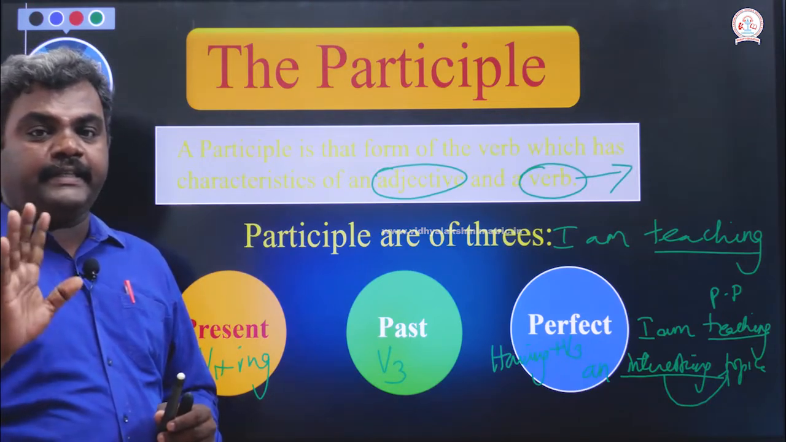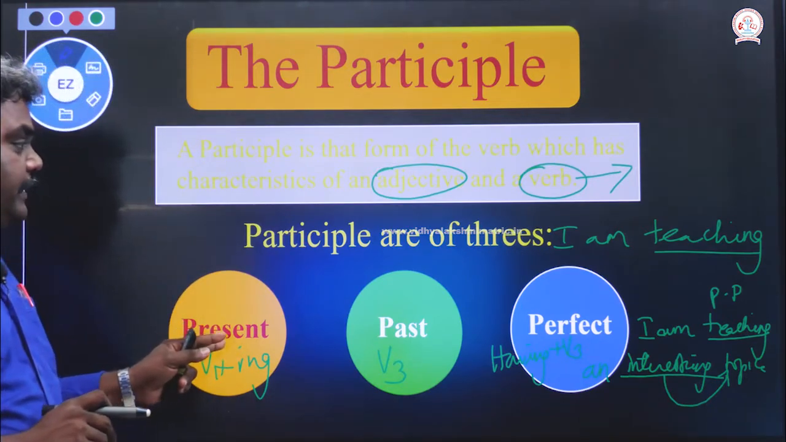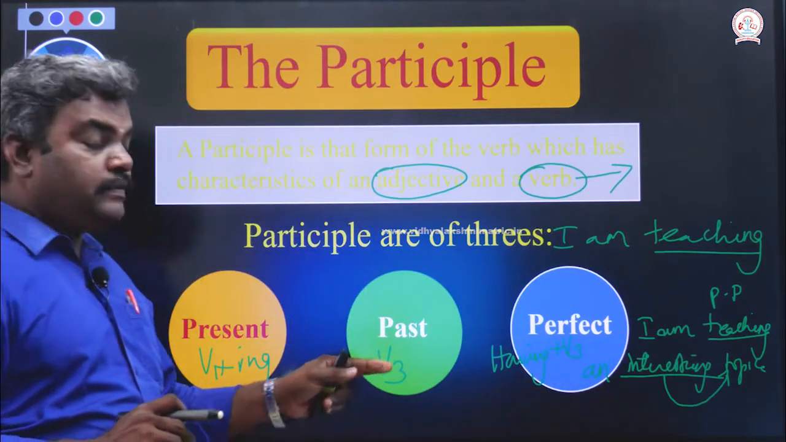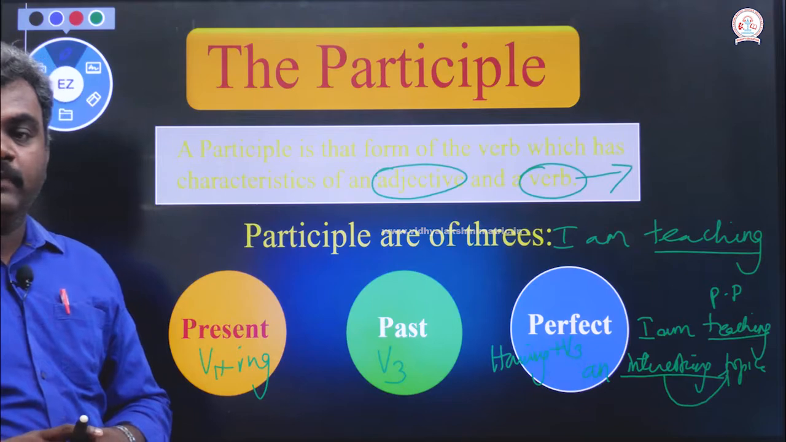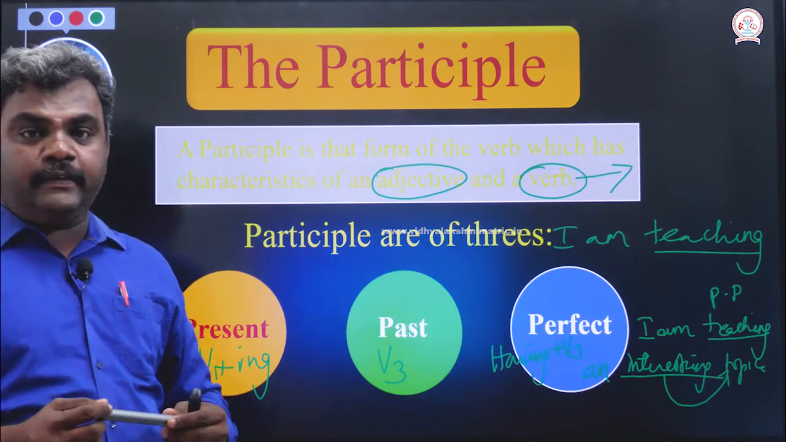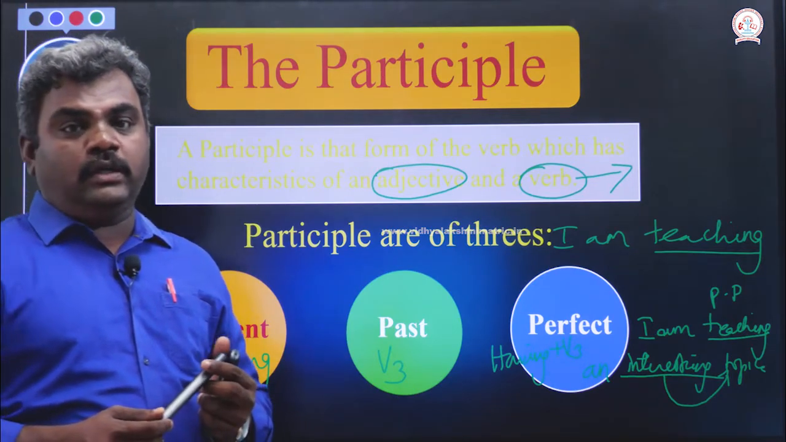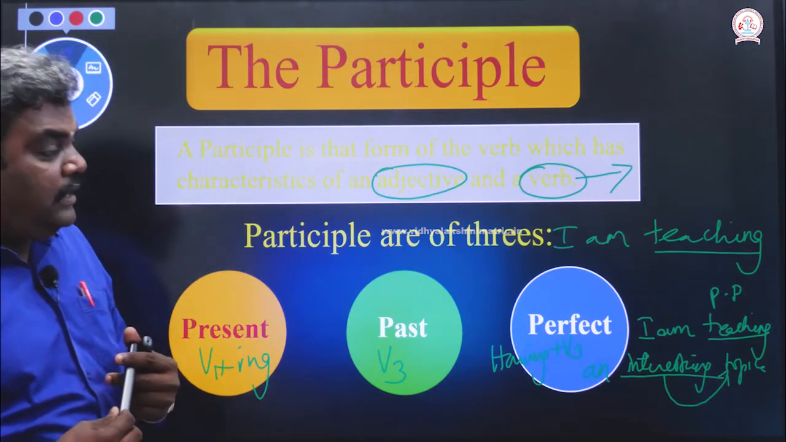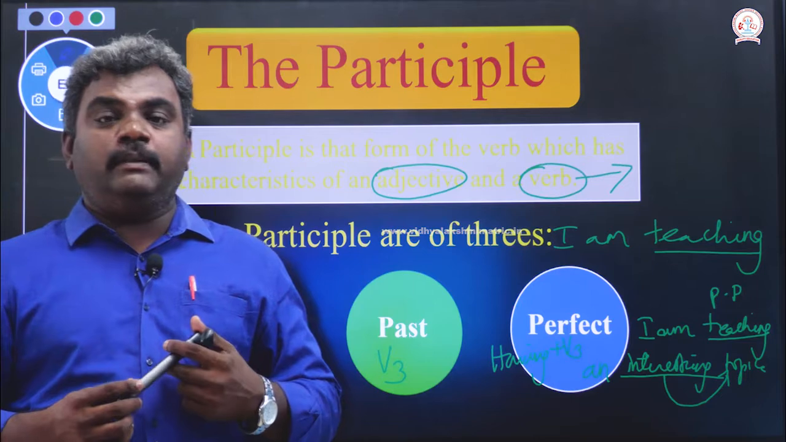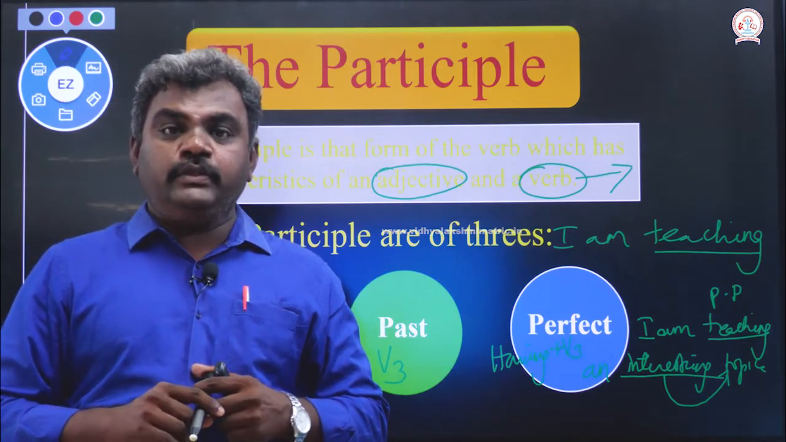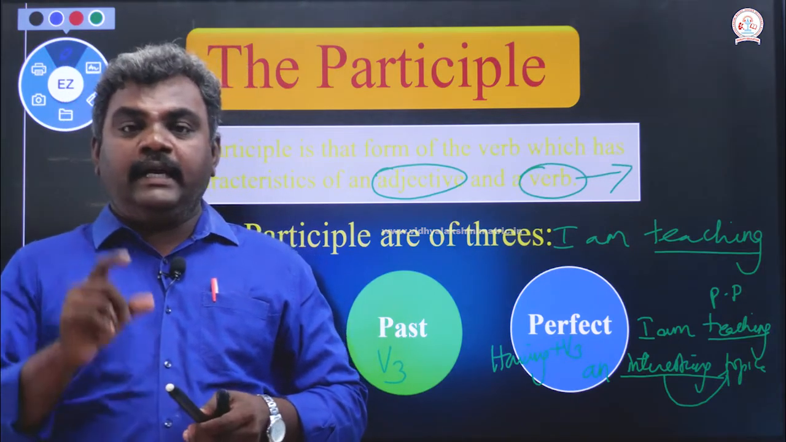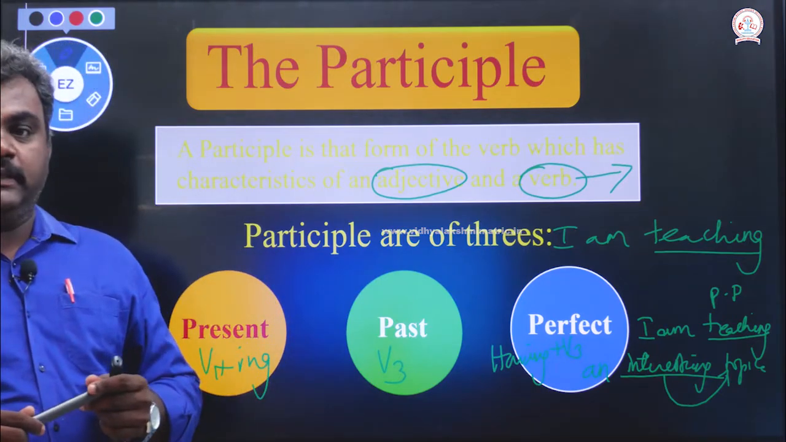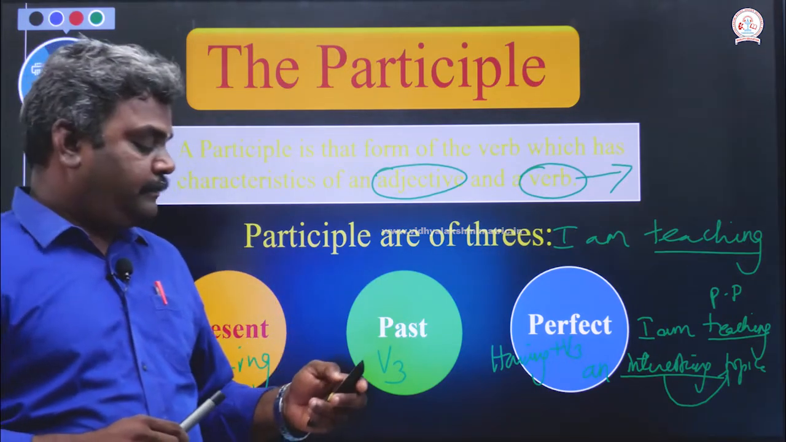In a simple way we can understand very easily. Present, this is "teaching". Past, I can tell you, yes, "broken chair", "damaged car". Okay, perfect: "Having completed my work, I went to the ground." "Having completed" is a perfect participle.